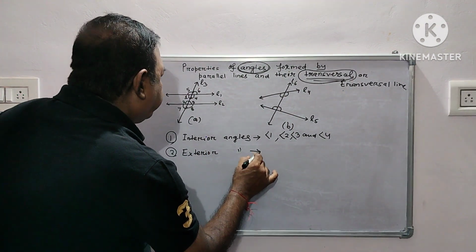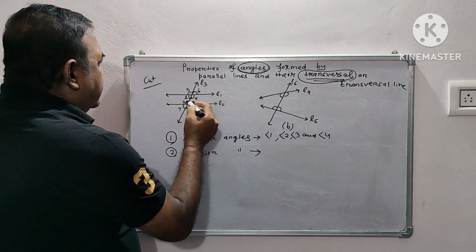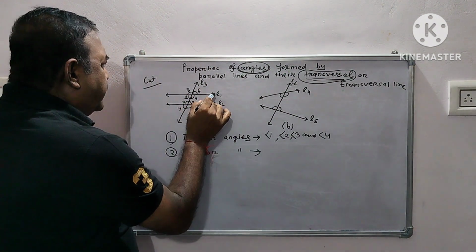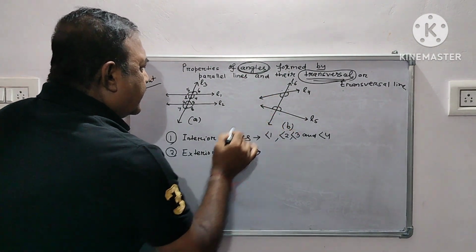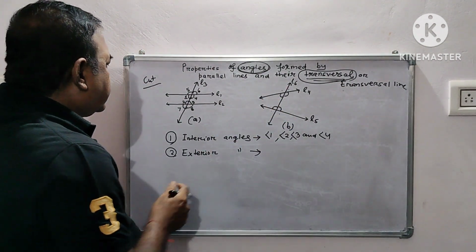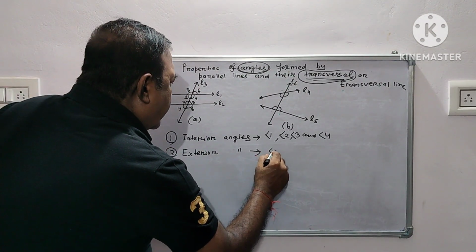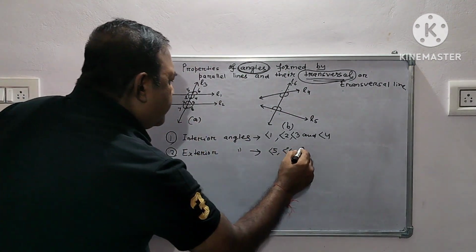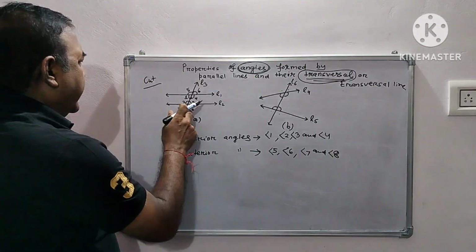Exterior angles. You see, angle 5, angle 6, angle 7 and angle 8. These are not in between two parallel lines. That means this angle, this angle, this angle and this angle are exterior angles. So in figure A, angle 5, angle 6, angle 7 and angle 8 are the exterior angles.